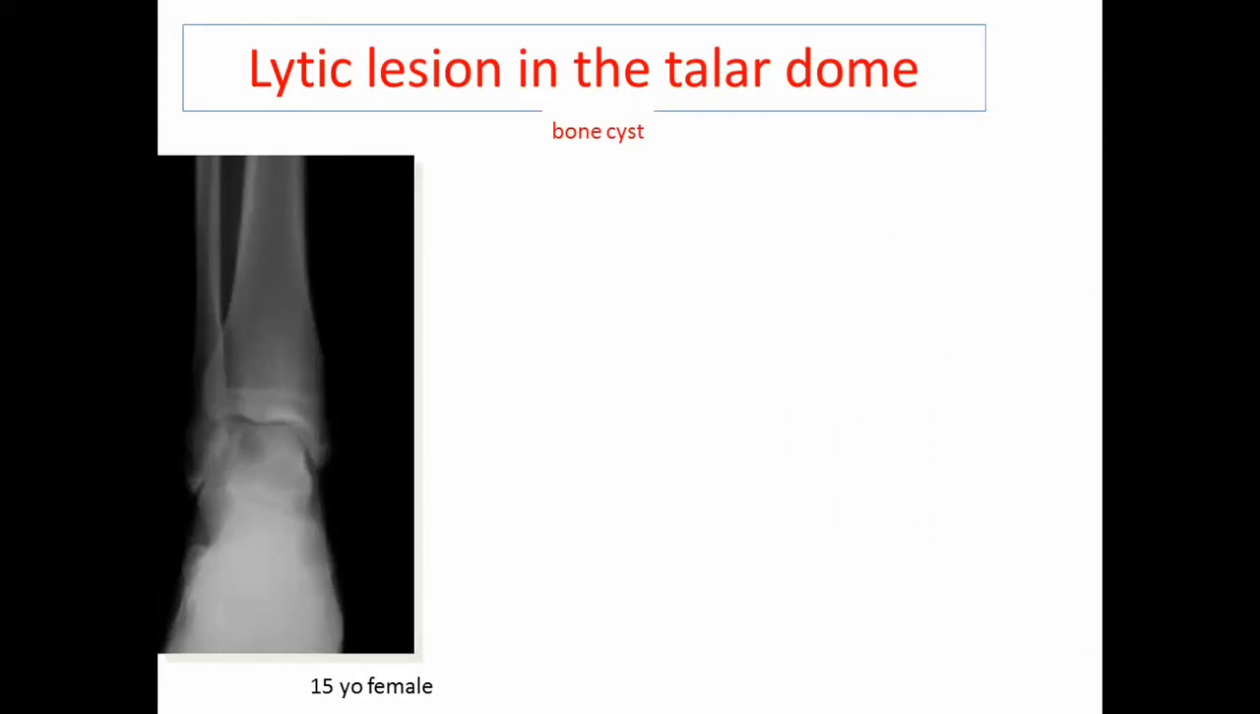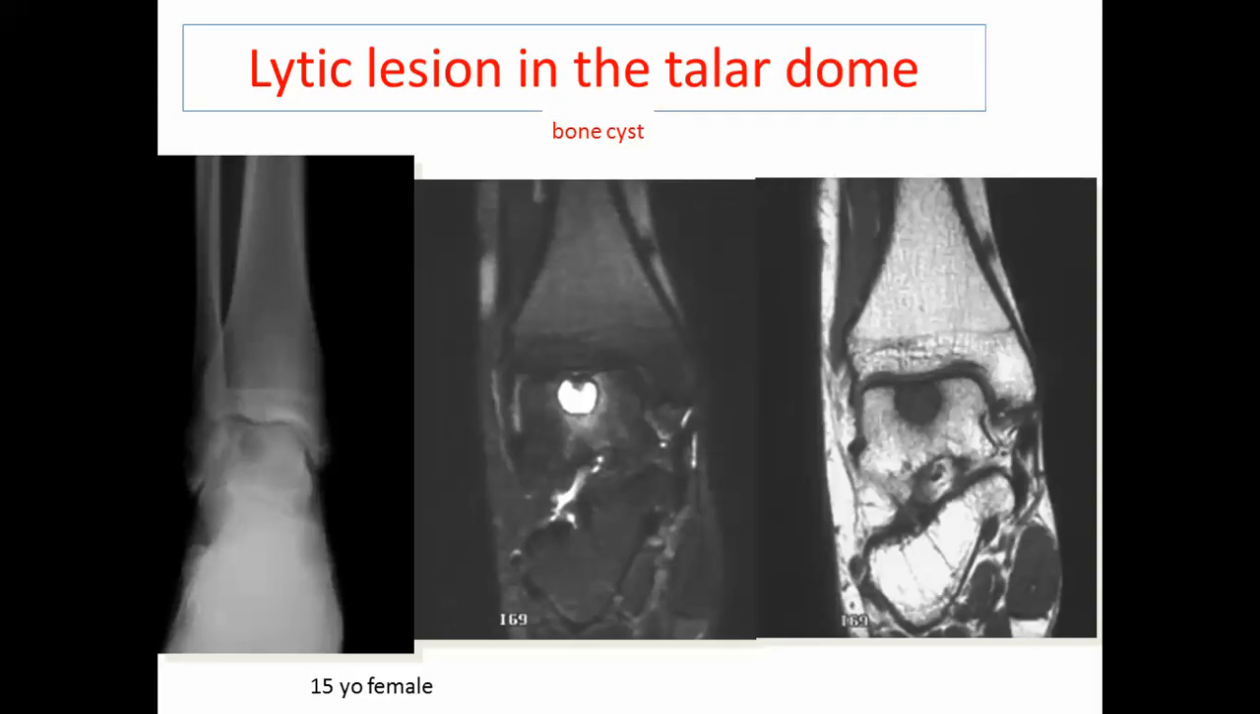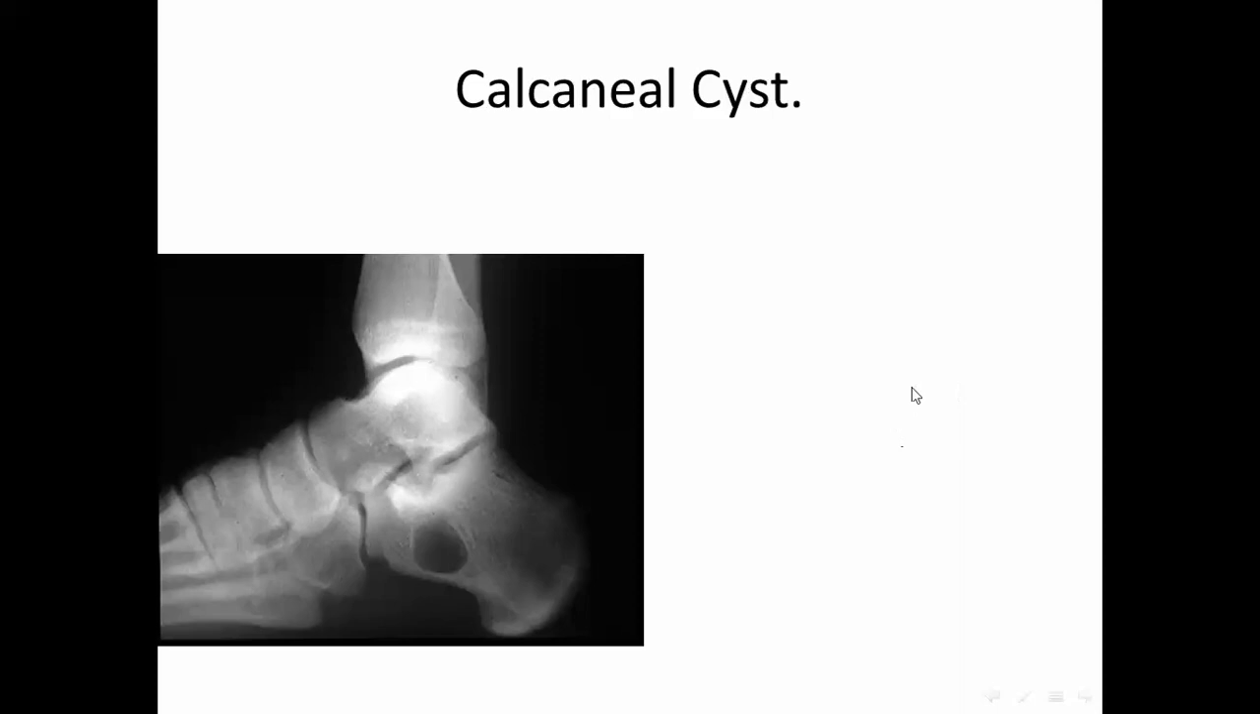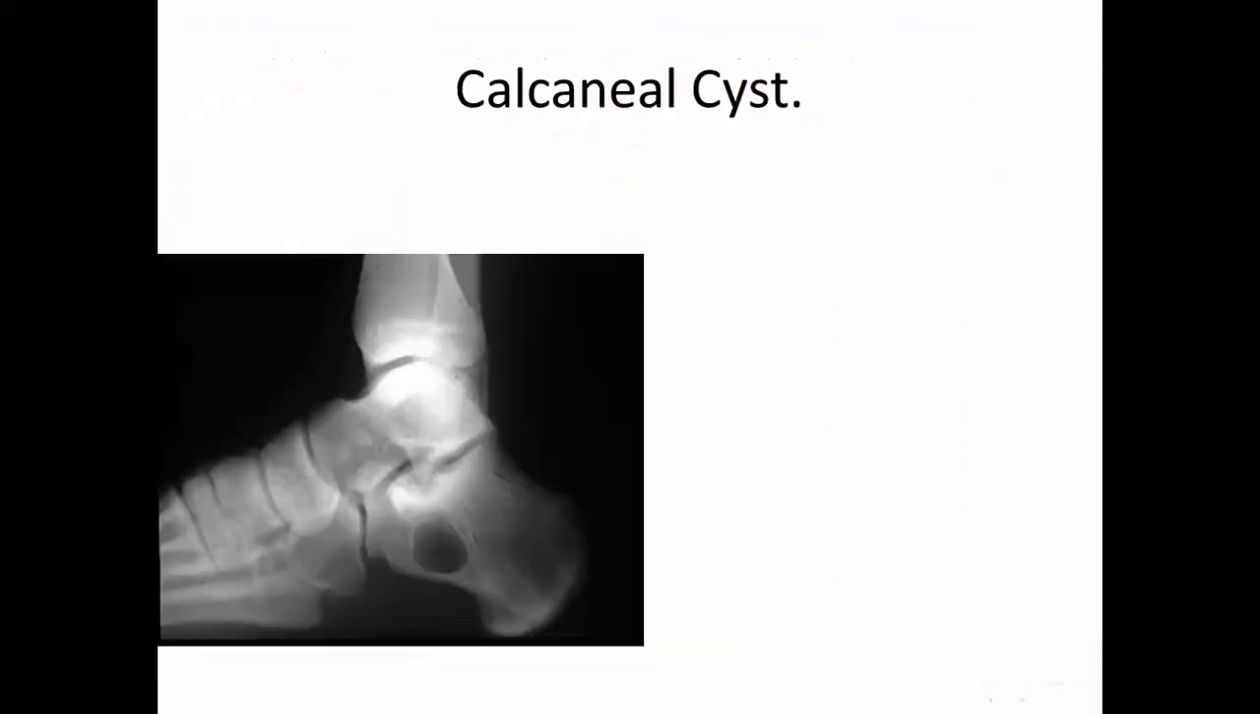Lytic lesions in the talar bone, for example in the talar dome, may be due to bone cyst, as in this case. And here the bone surrounding the bone cyst is showing minimal reaction. There is no septa within that bone, no septation, and no fluid levels. The calcaneum is famous for the formation of simple bone cysts as this one. Here the reaction around is minimal and the content appears homogeneous, no septa and no fluid levels.